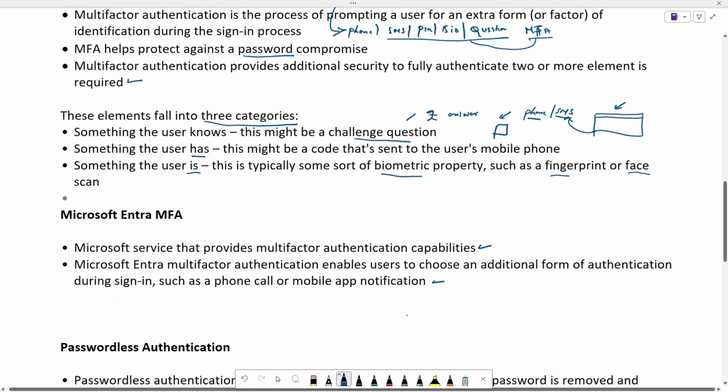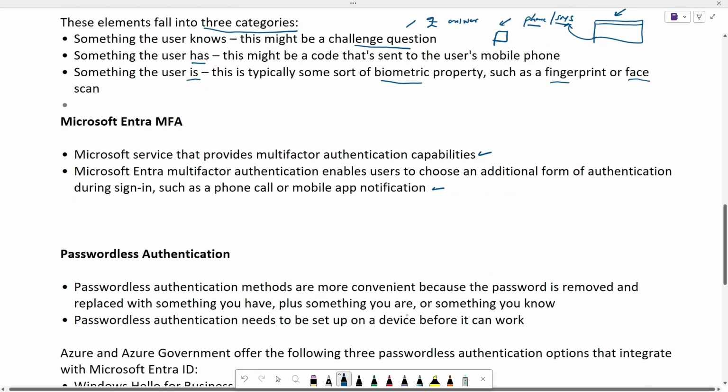So now let us see what is passwordless authentication. Passwordless authentication is a convenient way of authentication. Now we don't need any more passwords. It's replaced with what you have. So what you have is, I have my personal computer or I have my mobile device.